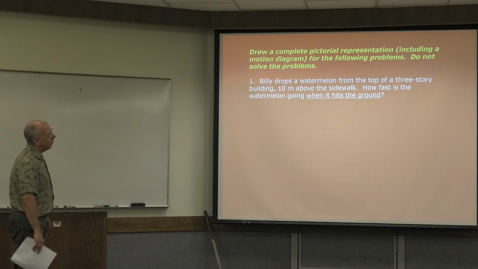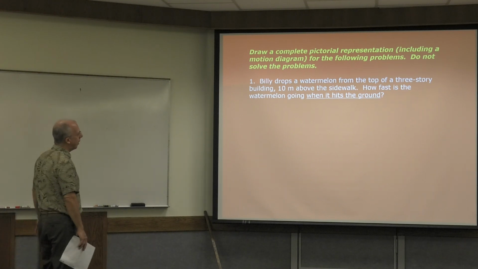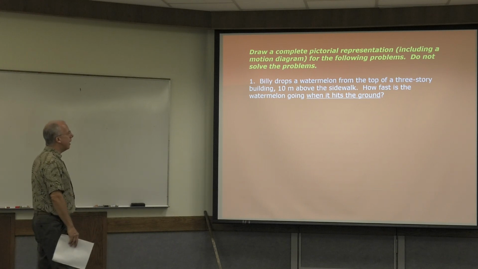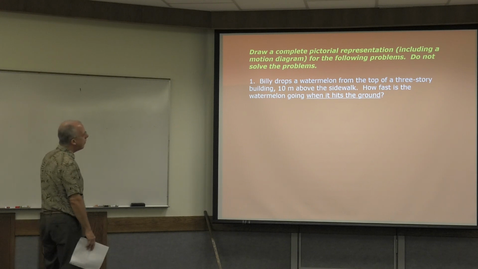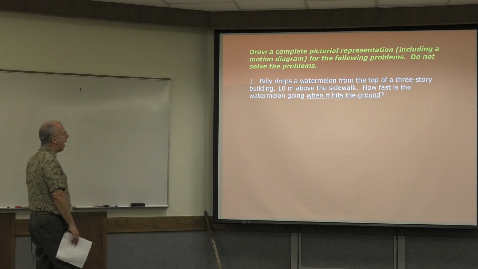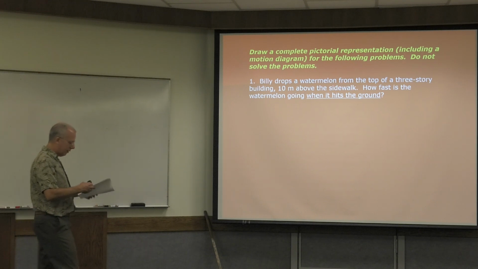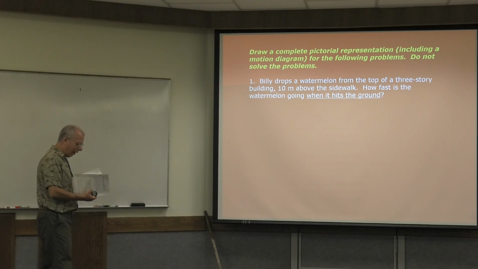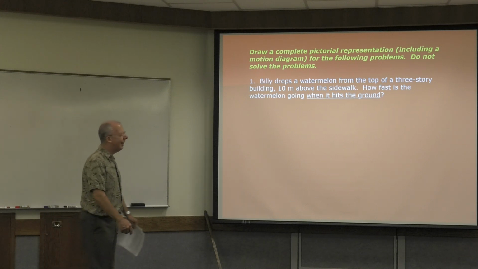Draw a complete pictorial representation for the following problems. Don't solve them because we don't know the equations. Okay, Billy drops a watermelon from the top of a 3-story building, 10 meters above the sidewalk. How fast is the watermelon going when it hits the ground?